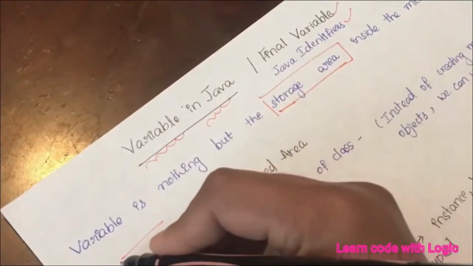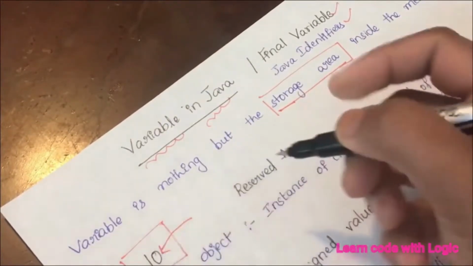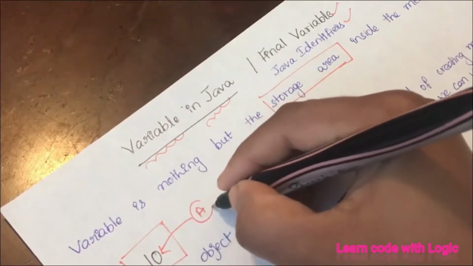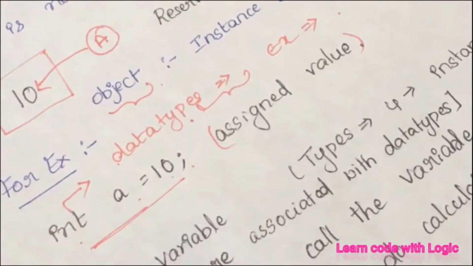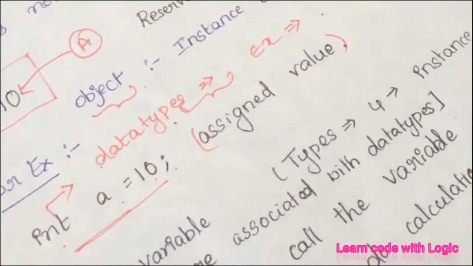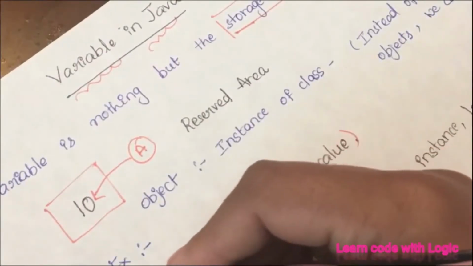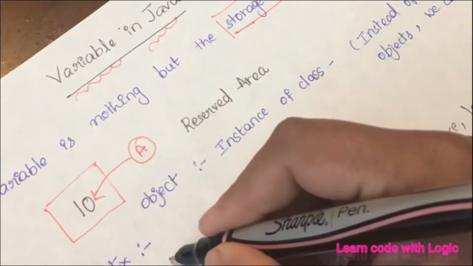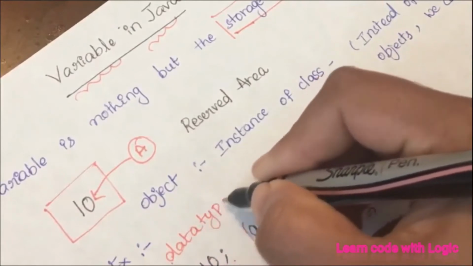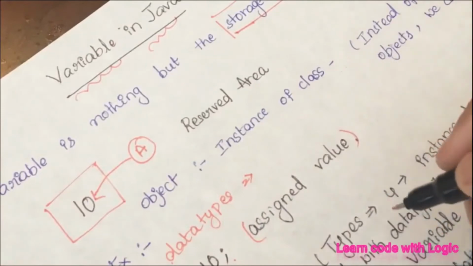Suppose you can see this is the main memory. We are allocating one space here and we are assigning a variable here. So this is the example. Int a equal to 10. 10 is the assigned value. Variables are always assigned with data types. Here int is the data type. We will see that in my next class.